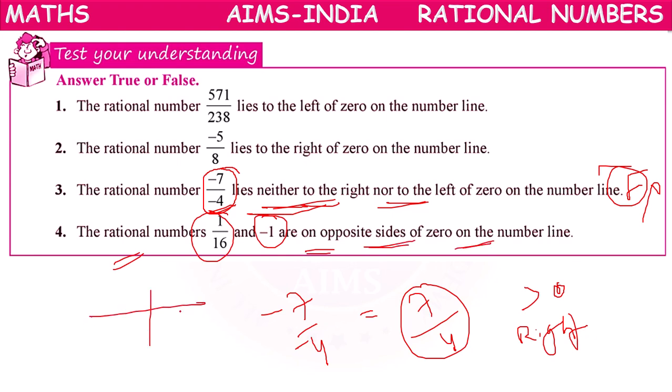The rational numbers 1 by 16 and minus 1 are on opposite sides of 0 on number line. Correct. Because 1 by 16 positive right hand side, minus 1 negative left hand side. They lie on opposite sides. This is true statement.